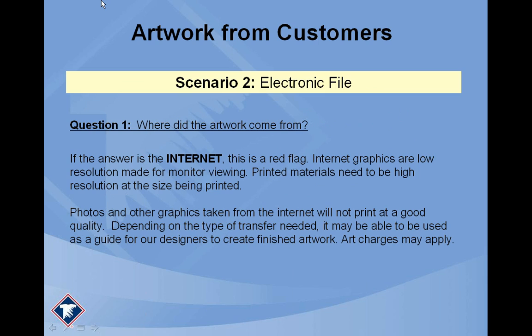So the second scenario is, of course, the electronic file. This is where things can get confusing for people because you're never sure, well, what files do you use? Where did the file come from? So we're going to cover all that right now here. So first off, if a customer gives you an electronic file, maybe they hand you a disk, maybe they hand you a CD with the file on it, or maybe they actually email the file to you.